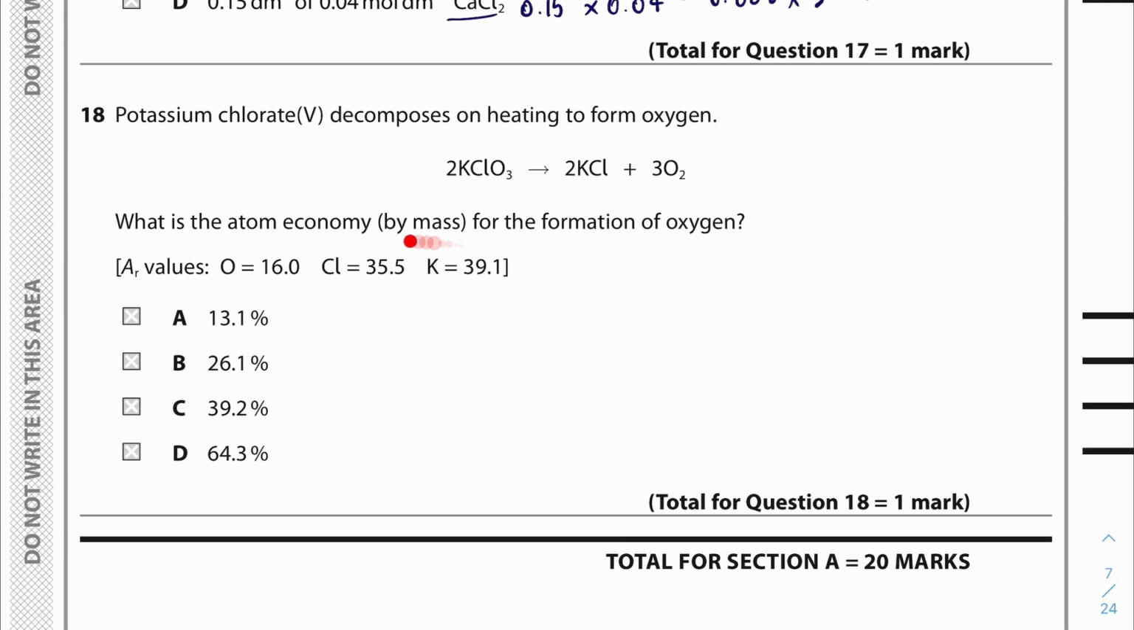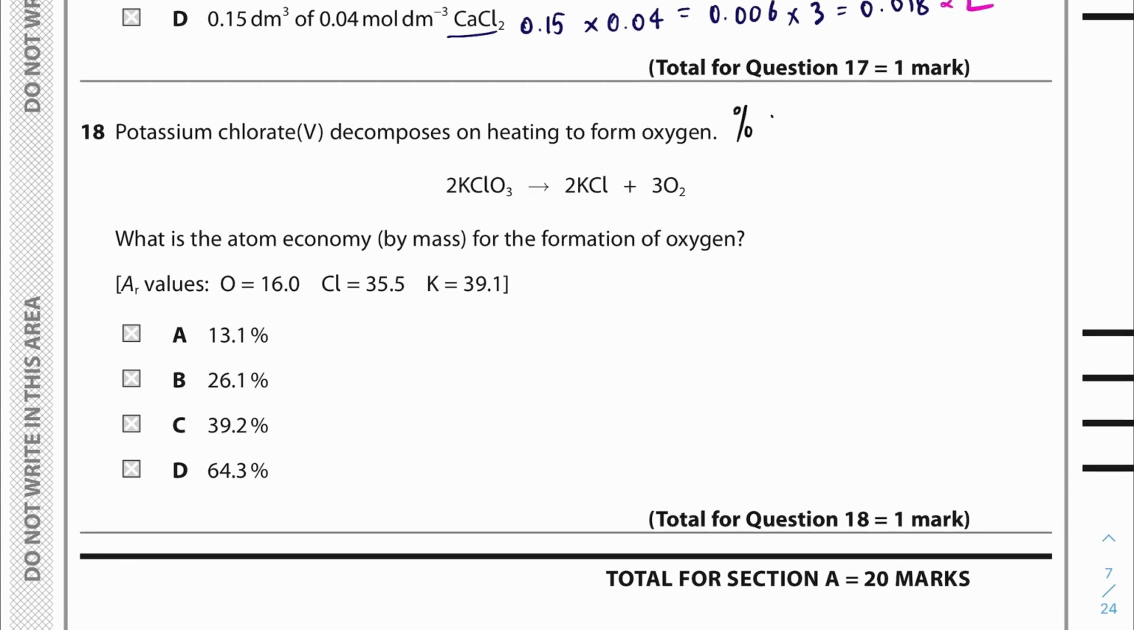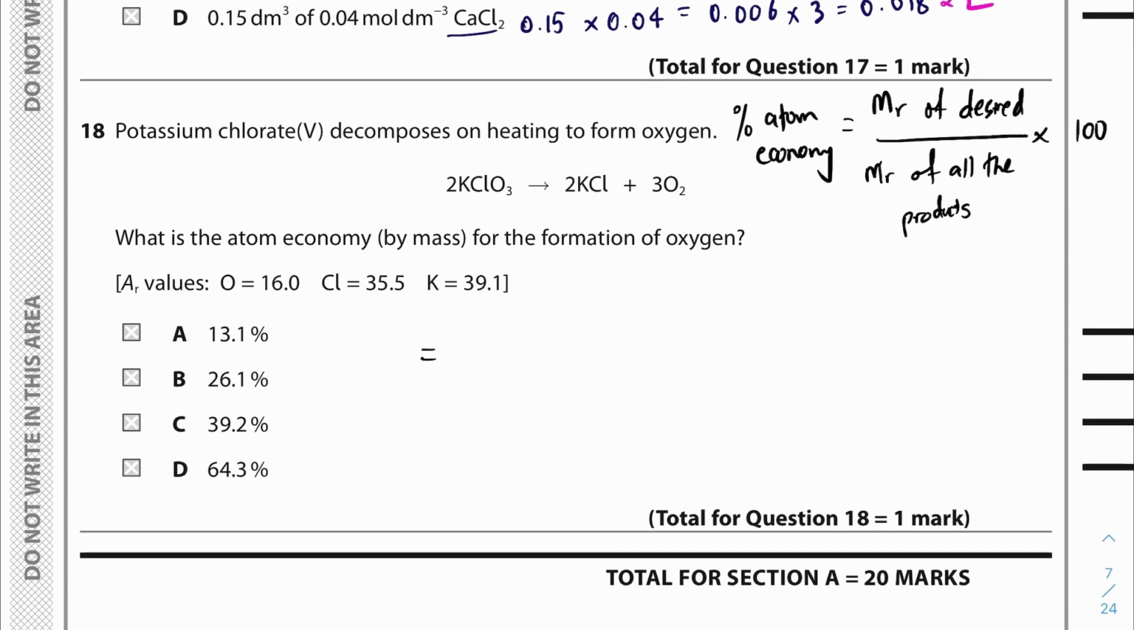What is the atom economy by mass for the formation of oxygen? So what is atom economy? So atom economy, if you recall, is usually the Mr of our desired product over the Mr of all the products. All the products. And obviously we multiply by 100. So in this case, let's look. The atom economy, I'm just going to call it A.